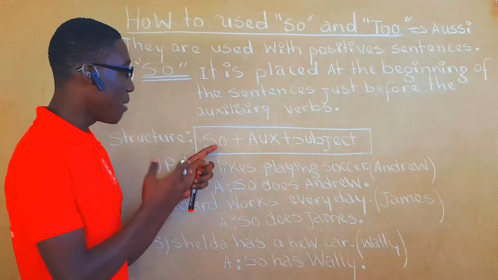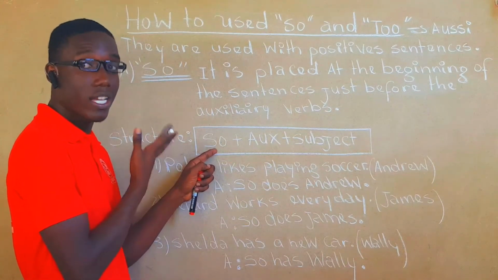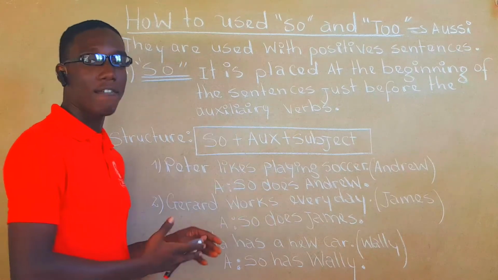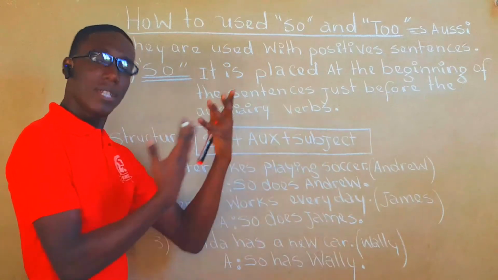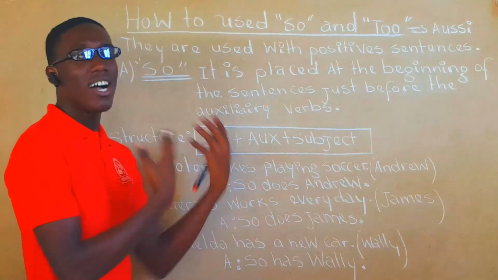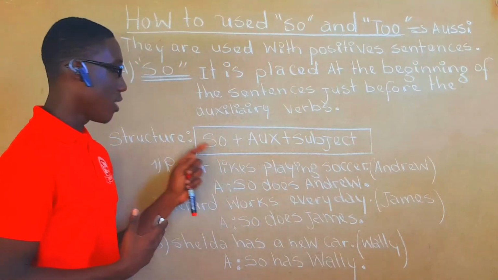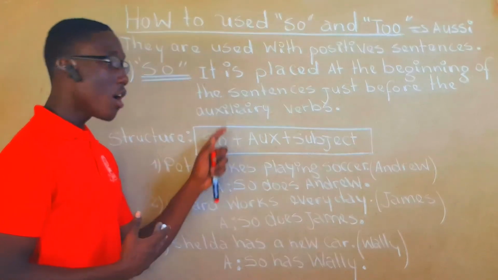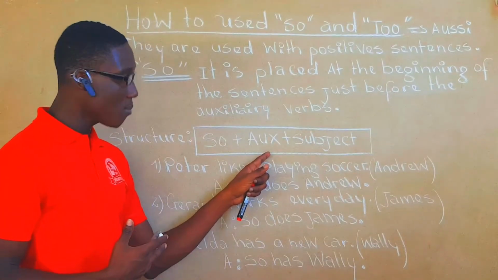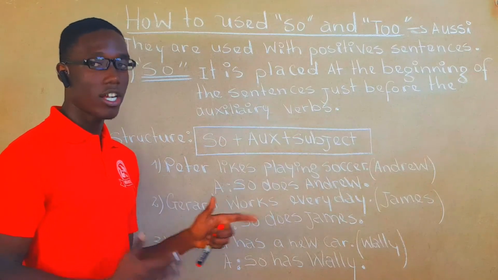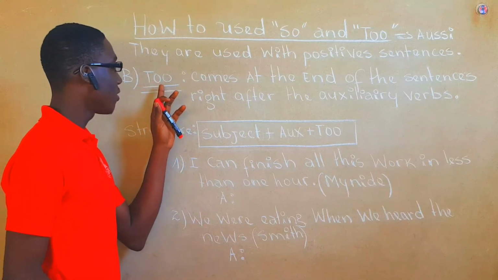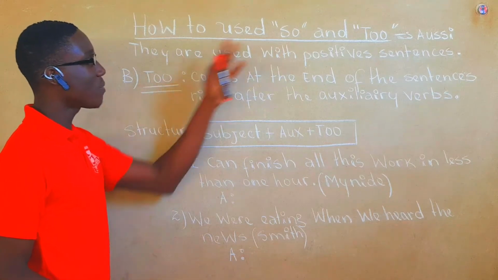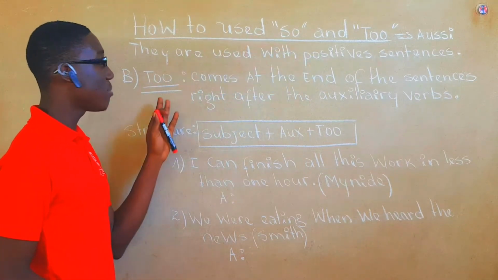Don't forget, memorize the structure. The structure is so plus auxiliary verb plus subject. Okay? As you can notice, we got two. I will explain so, but I have not yet explained too.